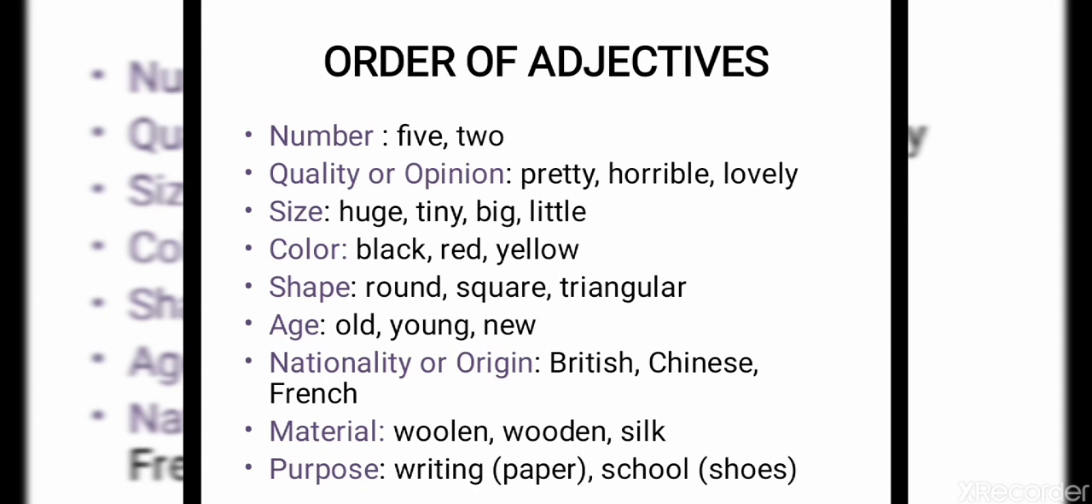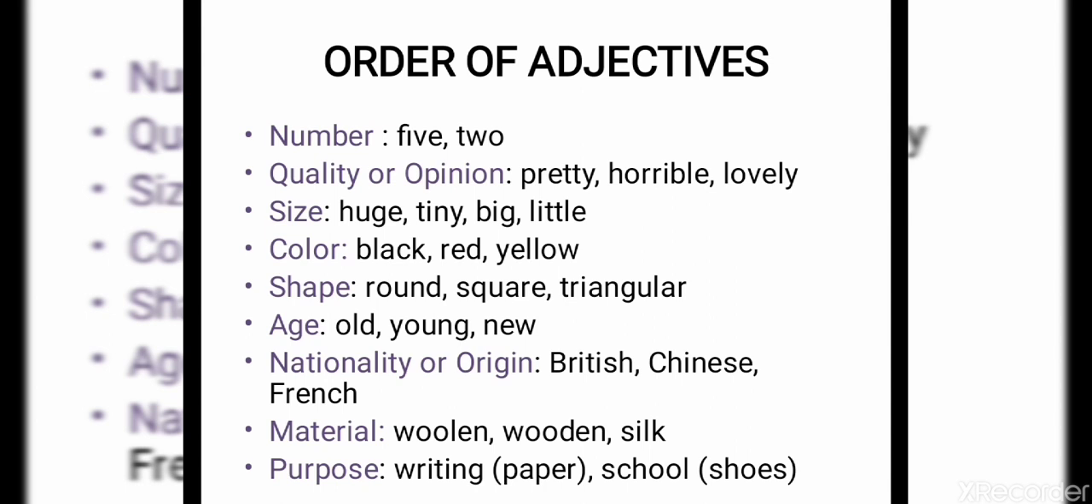We will write the number first. After that, it will follow the quality or our opinion about that particular noun. Pretty woman or lovely flowers. That pretty or lovely is the adjective which I use to describe the noun.